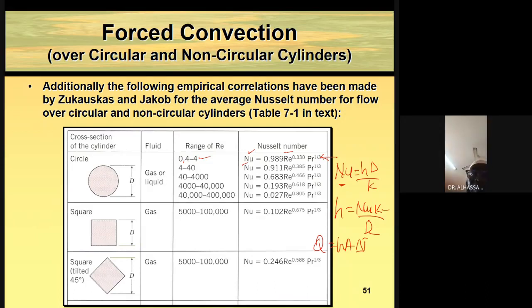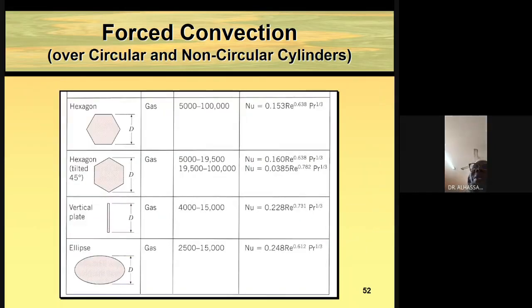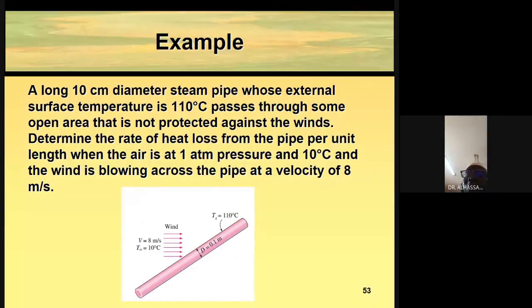Now for a square also, if you have fluid, especially a gas, flowing across a square, and your Reynolds number happens to fall within this range, then there's a Nusselt number to use. Again, this is a square tilted at a certain angle, 45 degrees. We have hexagon, hexagon tilted, vertical plate, and ellipse. All these are empirical equations for these geometries.